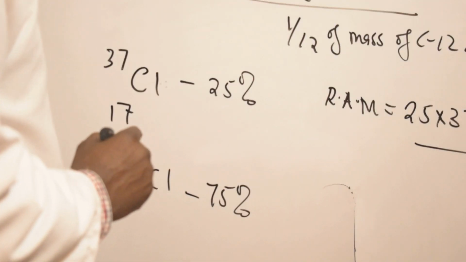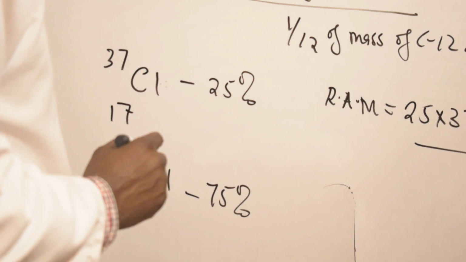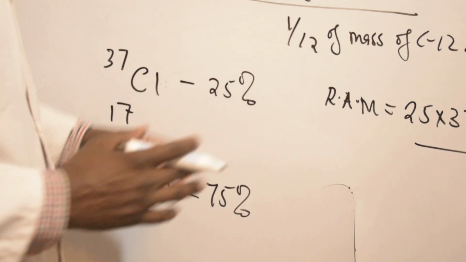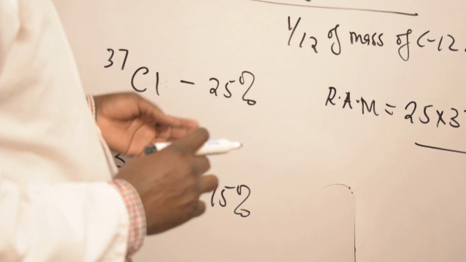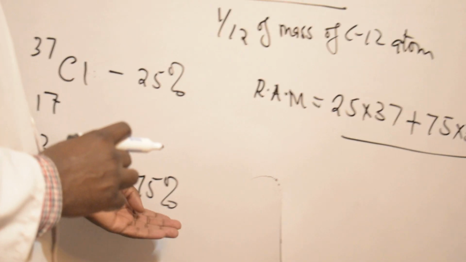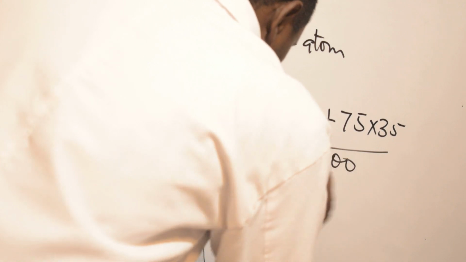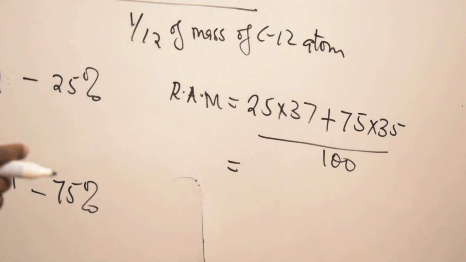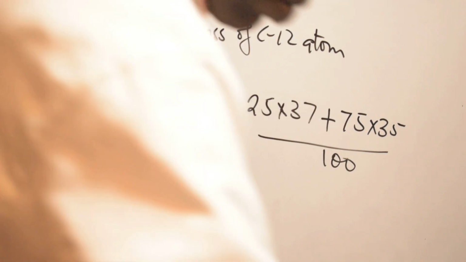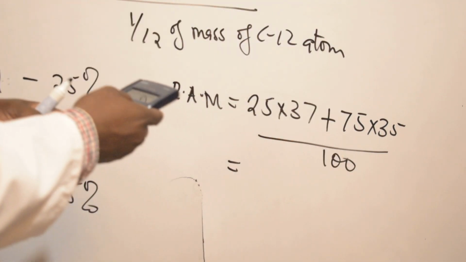And then the total number of atoms. I've worked with 100 atoms, where this one is 25, this one is 75, and therefore 25 plus 75 gives me 100.